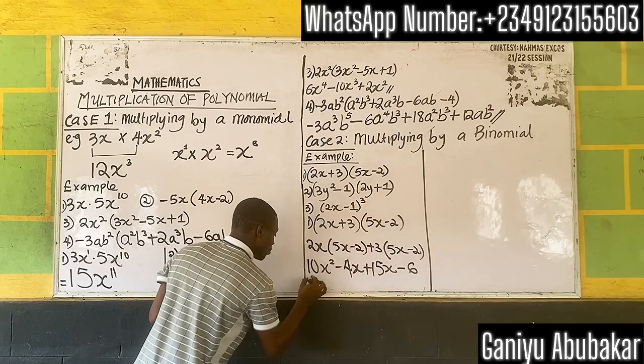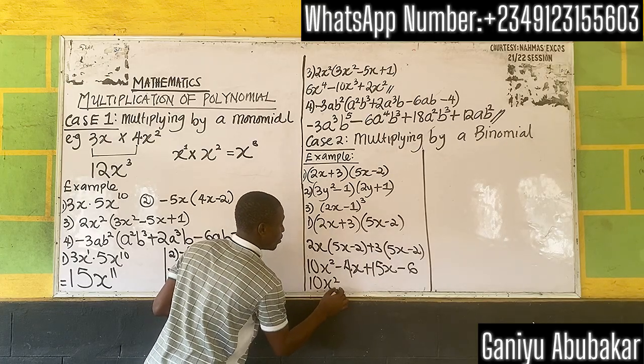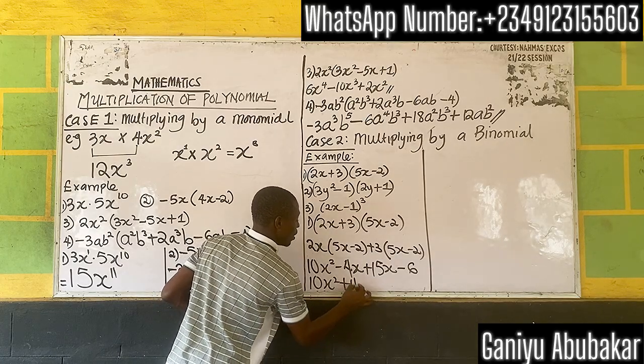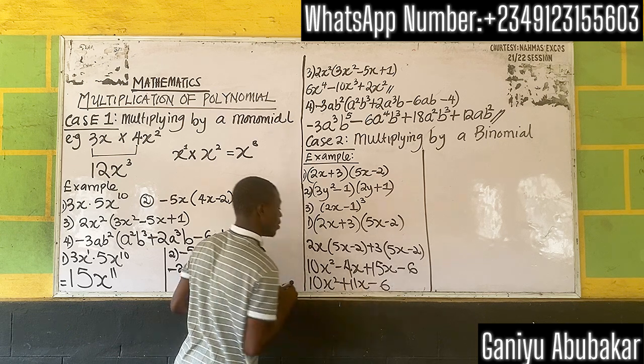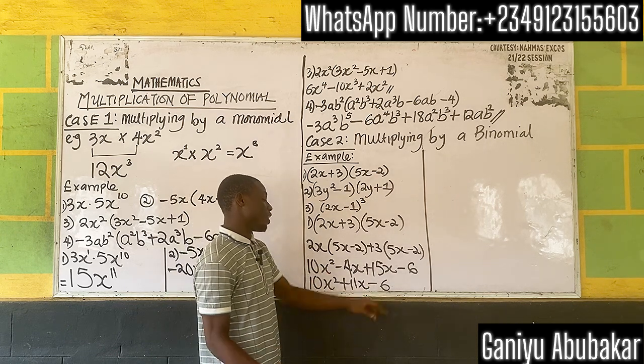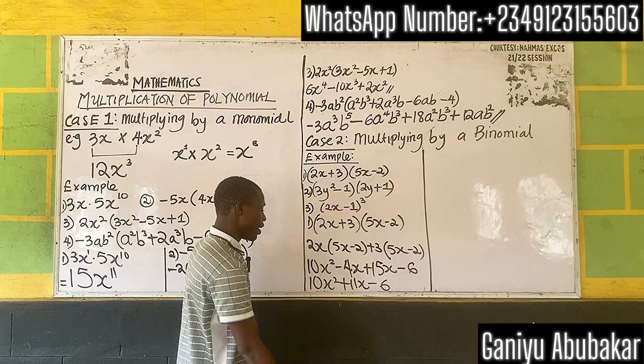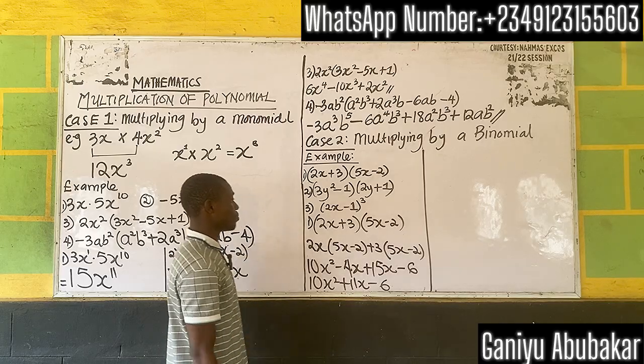My answer becomes 10x squared plus 11x minus 6, since minus 4x plus 15x gives you plus 11x. So this is the answer to question 1.